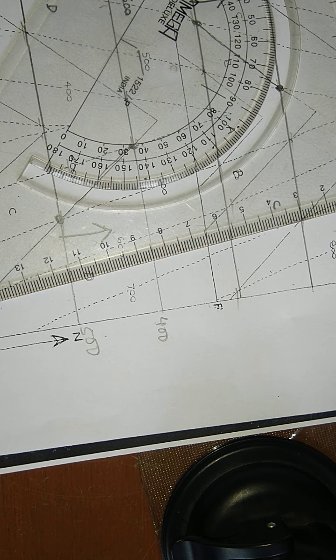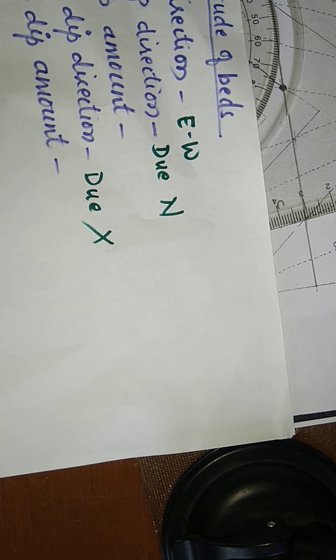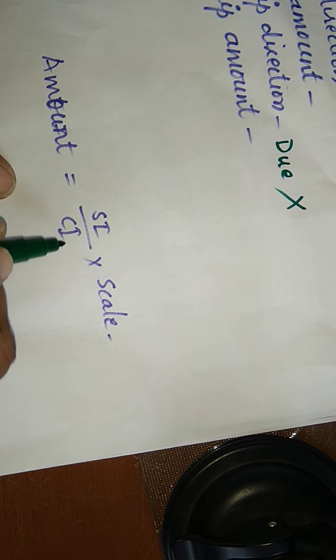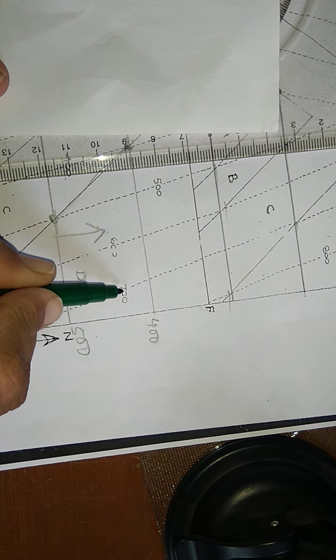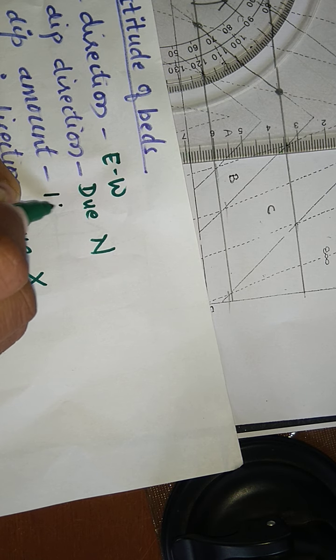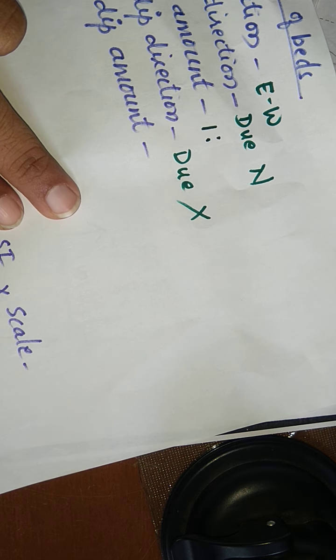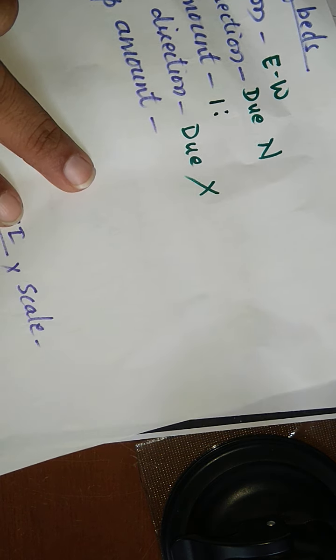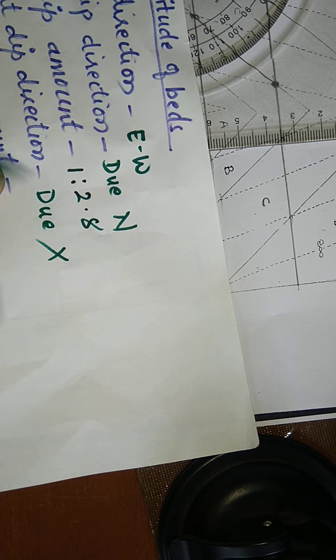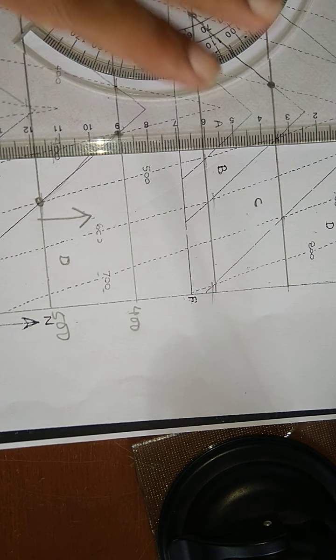So we will write it as the true dip amount, okay, SI by CI into scale. So this is the formula. So CI, that is contour interval, you can see it is 600, 700. So the difference is 100. So this 100 cancels. Your answer is directly what you get by dividing the distance by the number of divisions. So here we are getting it as 2.78. So this is the true dip amount.